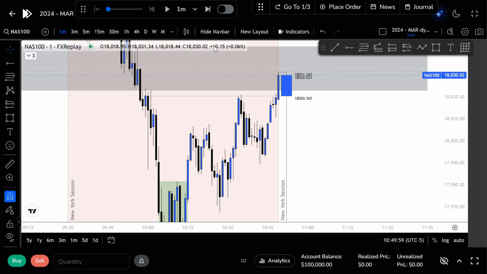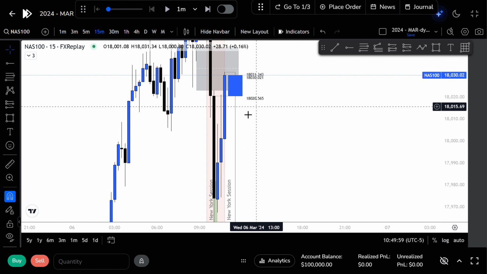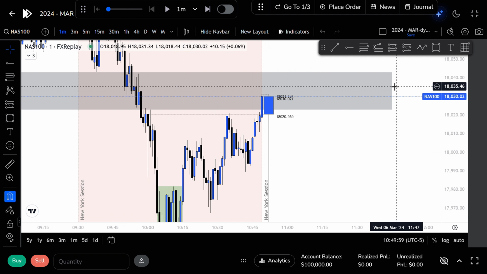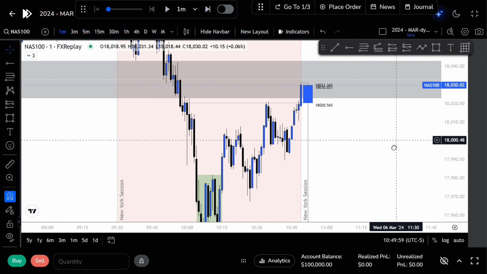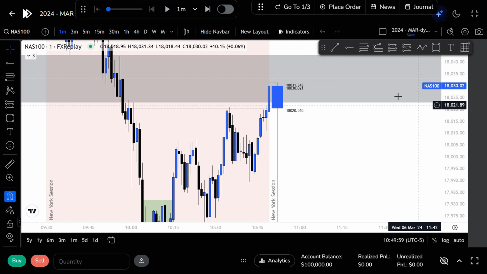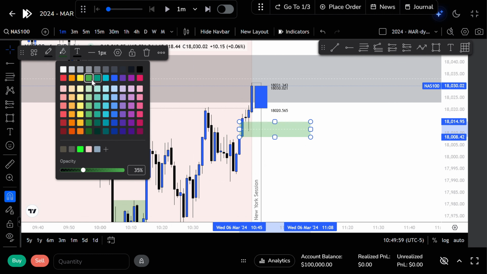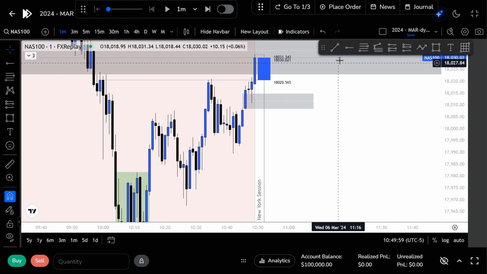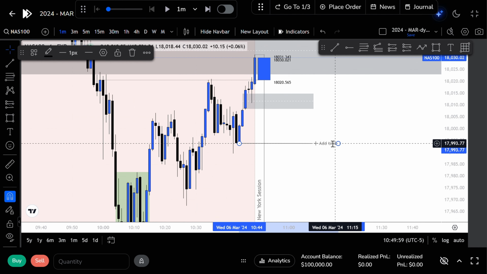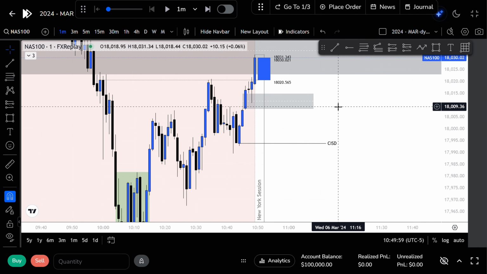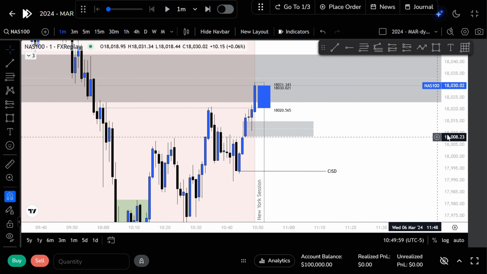All right, so as you can see right here, price manipulated back up into this imbalance created by early New York. And now what do we want to see? We want to see an inversion of this gap right there, a change in the steady delivery back down right here. Or if while closing below this inversion, we get the change, that will be a good entry too.